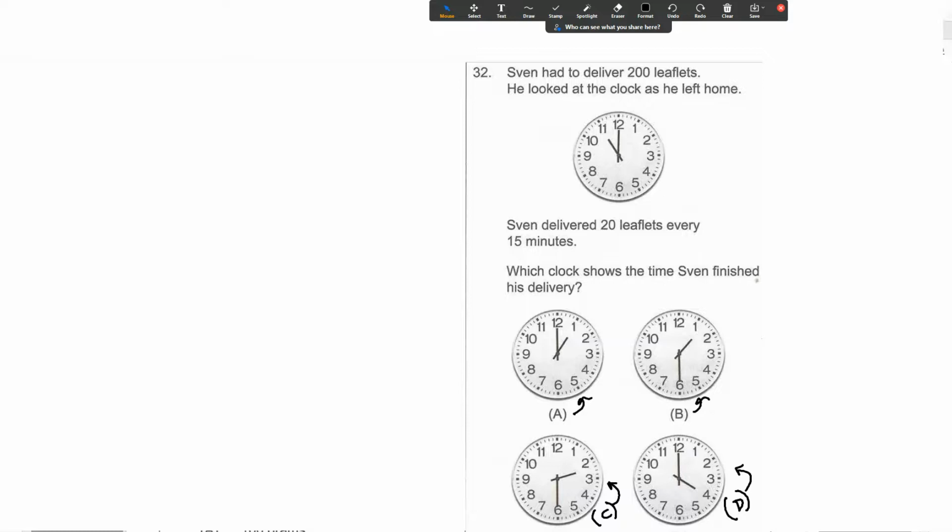Do you think the answer is C for question 32? Possibility might be C. Oh, yeah, I think so. But why? Why would the answer be C for question 32? Can anyone tell me why?